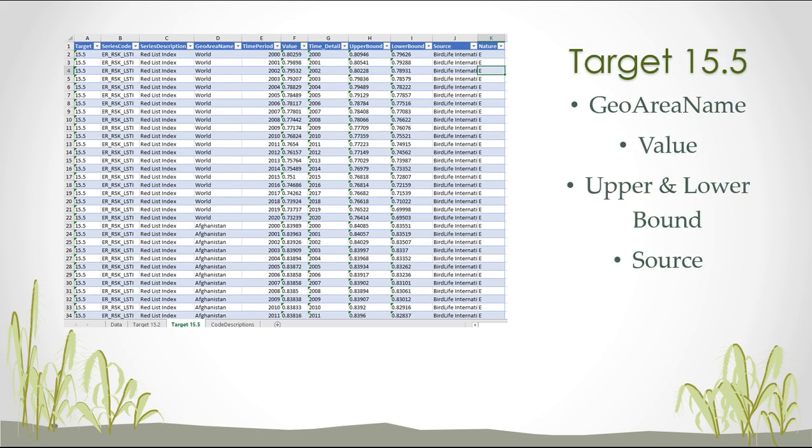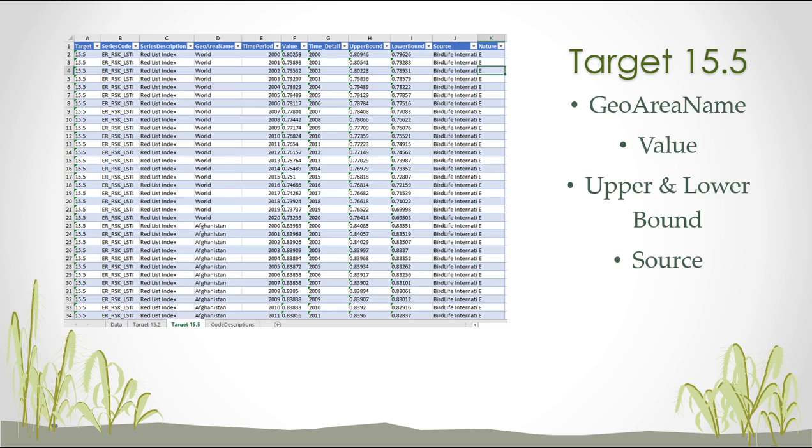Looking at the data for target 15.5, the first thing to take notice of is the geo area name, meaning where we are in the world. The first few are for the world in general, but as you get farther down the list, the more area specific it becomes. The next three things to look at are the value, upper bound, and lower bound columns.